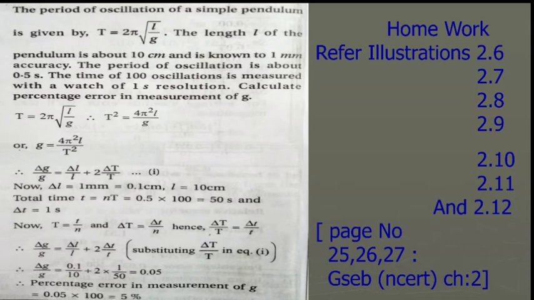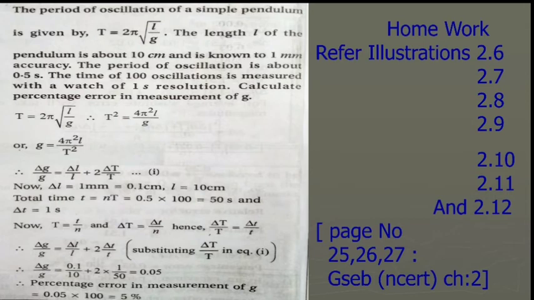So here T, the periodic time, is equal to 2 pi under root L upon g. This is the very well known equation. From this we get T square is equal to 4 pi square L upon g, or small g is equal to 4 pi square L upon T square. That means delta g upon g is equal to delta L upon L plus 2 times delta capital T upon capital T. This is the first equation.